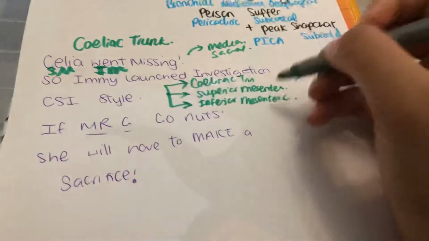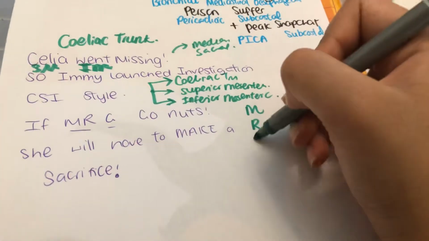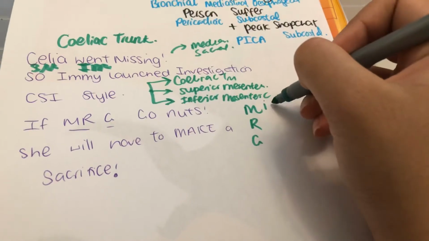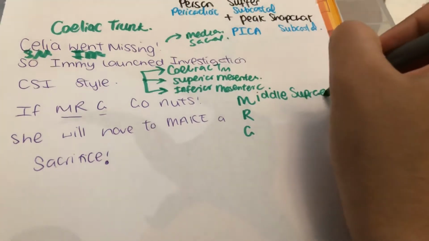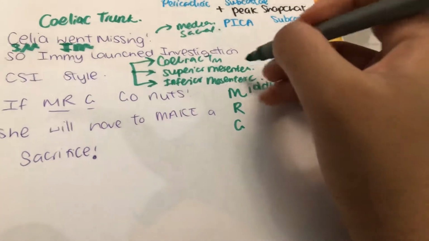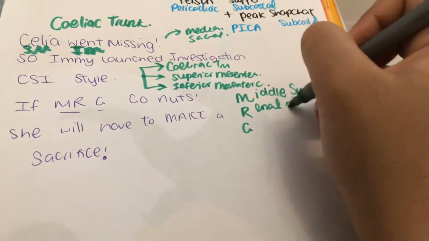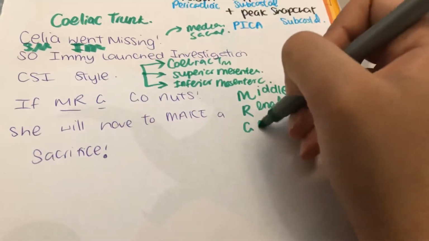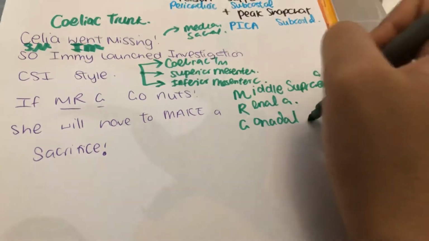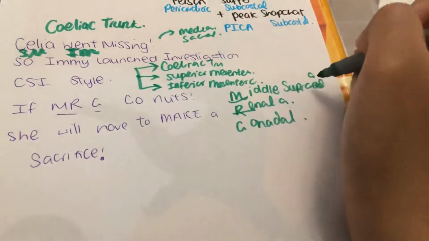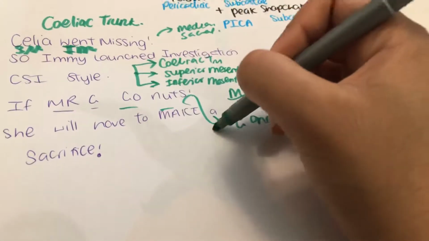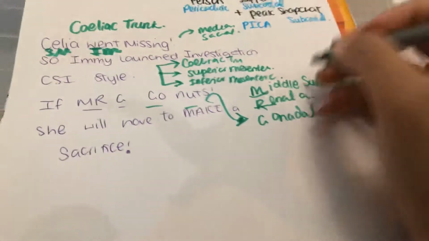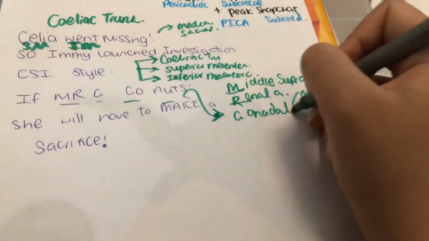Mr. G is supposed to remind you of MRG, so there's a middle suprarenal artery, there's a renal artery, there's a gonadal artery. Mr. G: middle suprarenal, renal. Gonads is supposed to remind you of gonadal. And remember, gonadal can be ovarian for females and testicular for males.